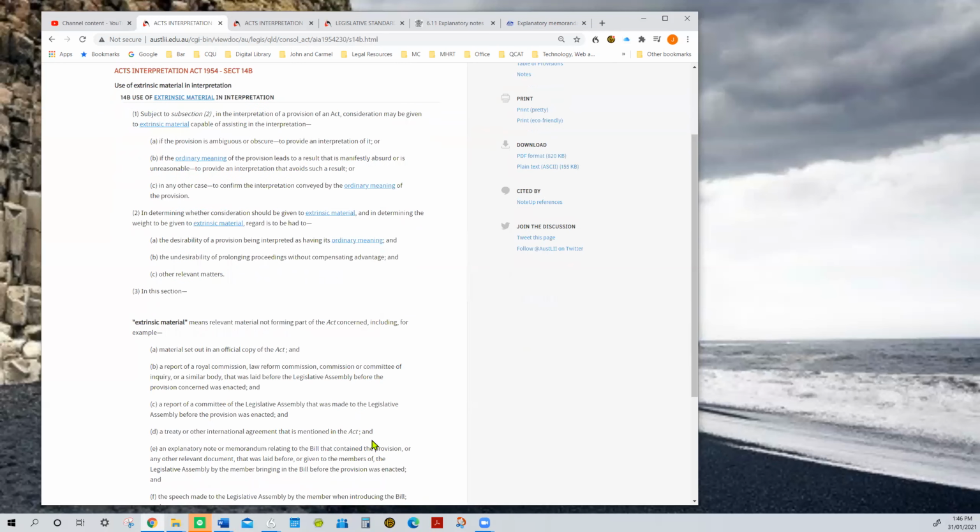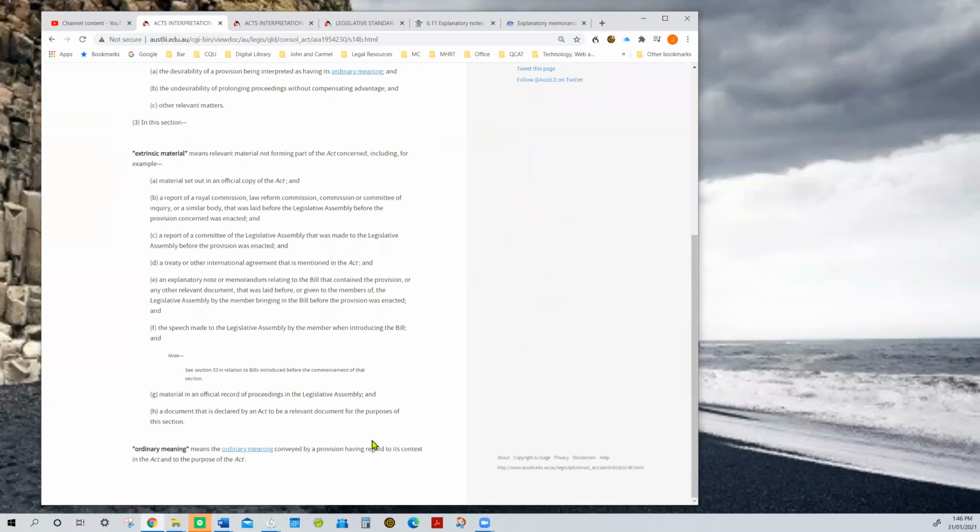And what do we mean by extrinsic material? Well, there we have a definition. It means relevant material that's not part of the Act. Well, what is part of the Act? Go back to section 14. Then you'll see exactly what's part of the Act. Everything else is extrinsic, including, for example, a report to a royal commission or similar body that was laid down before Parliament enacted the provision.